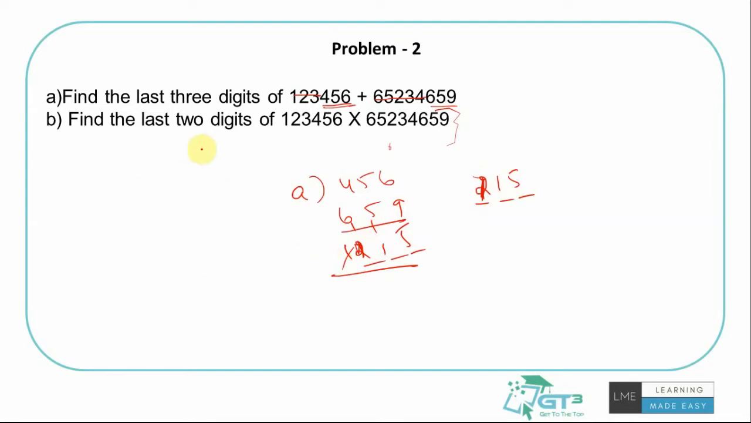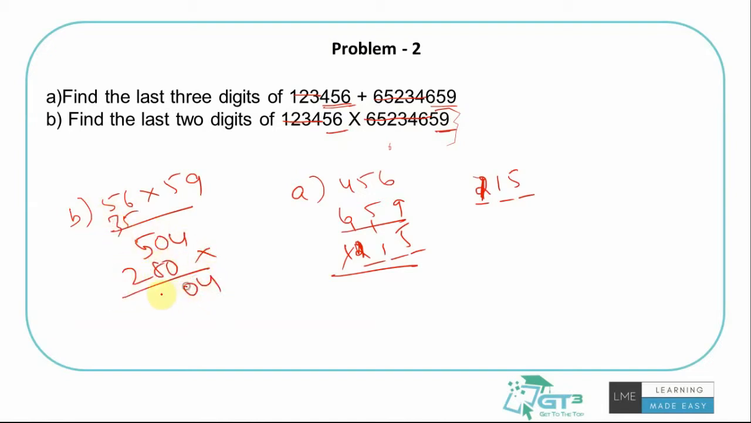When we get to the last 2 digits of this, I'll just ignore everything else and focus only on the last 2 digits of this, and only on the last 2 digits of this. So that's fundamentally boiling down to finding 56 into 59. 9 6s are 54, 9 5s are 45 plus 5, 50, 5 6s are 30, 5 5s are 25 plus 3. To only focus on the last 2 digits, they are 0 and 4. Simple. So just focus on what they're asking. 2 digits, focus on 2 digits. 3 digits, focus on 3 digits.